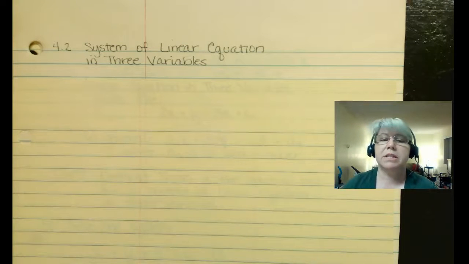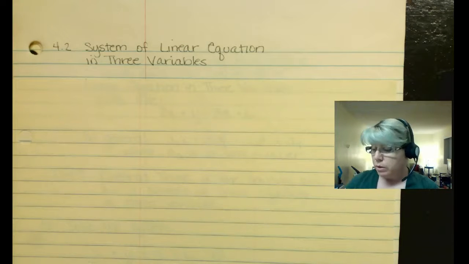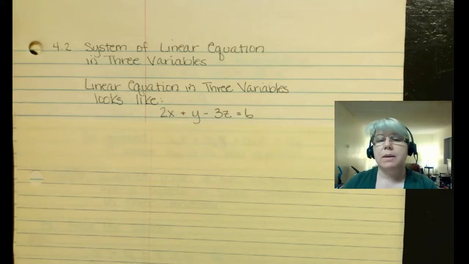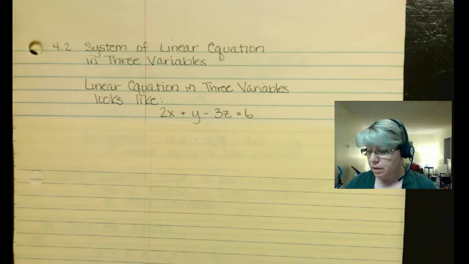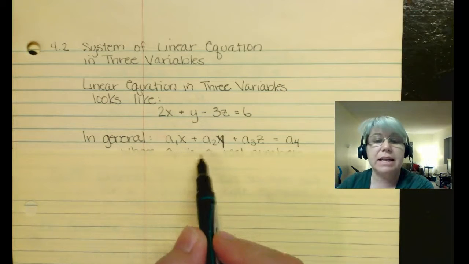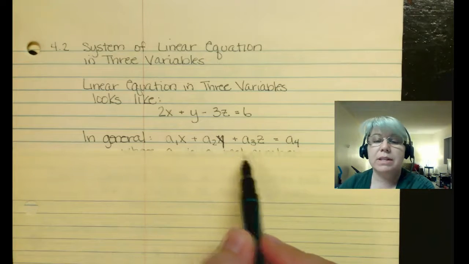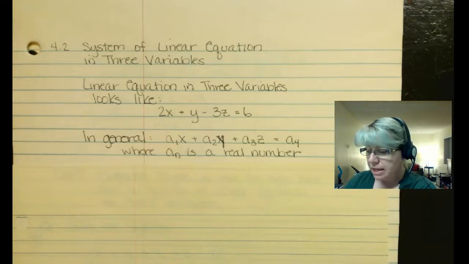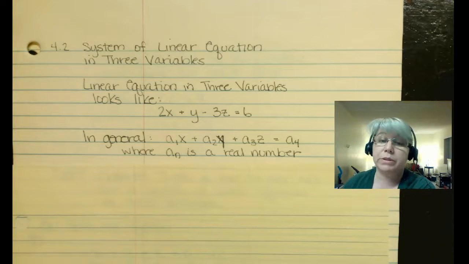So what does it mean to be a system of linear equations in 3 variables? Well, it looks something like 2x plus y minus 3z equals 6. So you have 3 variables, x, y, z. They all have coefficients, but there are no powers on the x, y, z, meaning it's linear. In general, we can write it as a1x plus a2y plus a3z equals a4, where a1, a2, a3, a4 are all just real numbers.